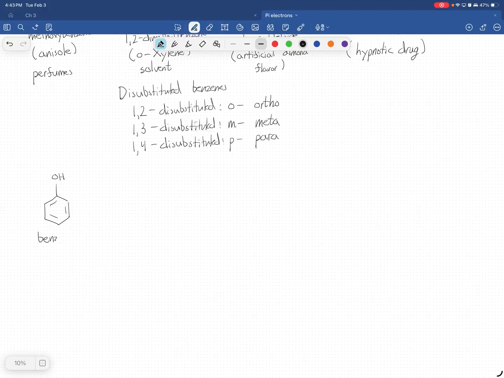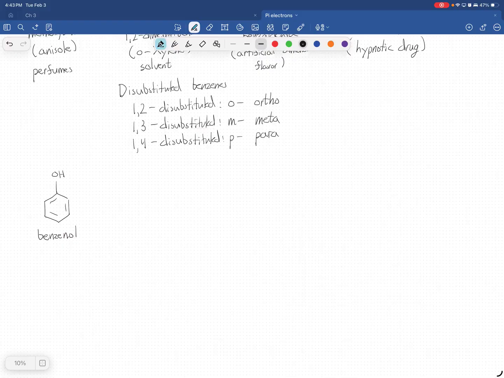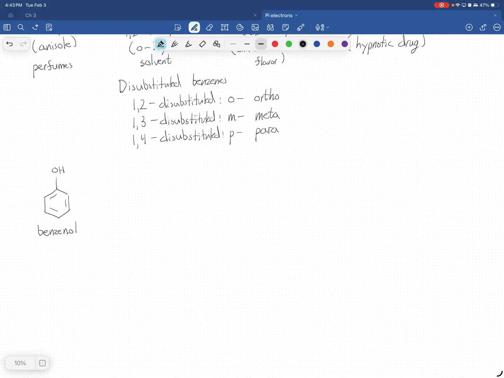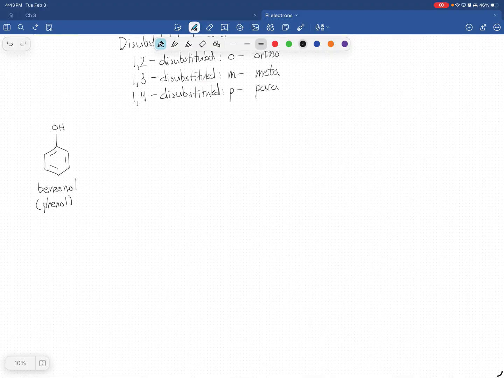The proper name is benzenol: benzene plus alcohol, and alcohol has precedence, that's why we call it that. But the more common name is phenol. We've seen structures like this when we talked about alcohols, so much of the chemistry is very similar.